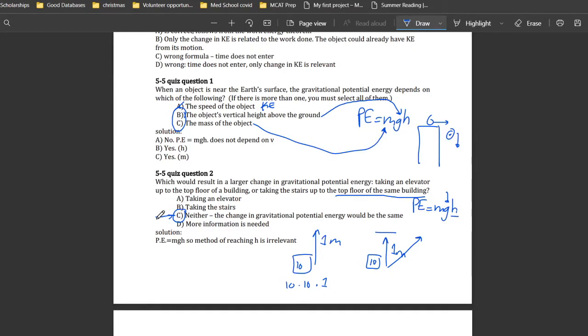Either A or B is considering extraneous factors that do not relate to the question because the height at the end remains the same, meaning these two are false. And D is not true because we can determine it based on the information, because we know the height and we know the mass of the person is unchanging. And we know that the height is the same.